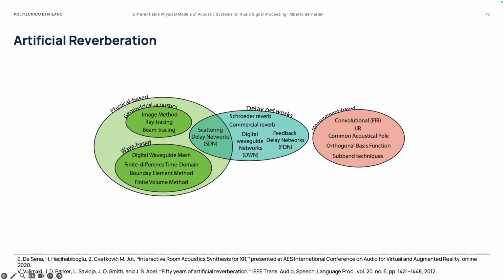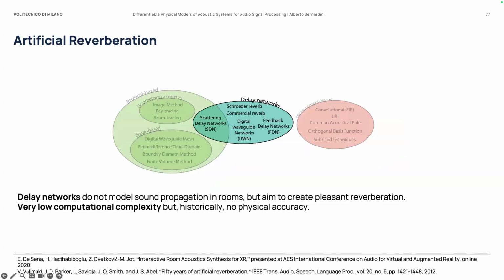But the idea is that they are designed to be fast. They are designed to have a very low computational complexity, but historically they were not so accurate. The idea was to match some specific measures of the reverberation behavior without matching the target impulse response. But with this approach of differentiable models, we are aiming to keep this efficiency, this low computational complexity, while increasing the accuracy of these very models.